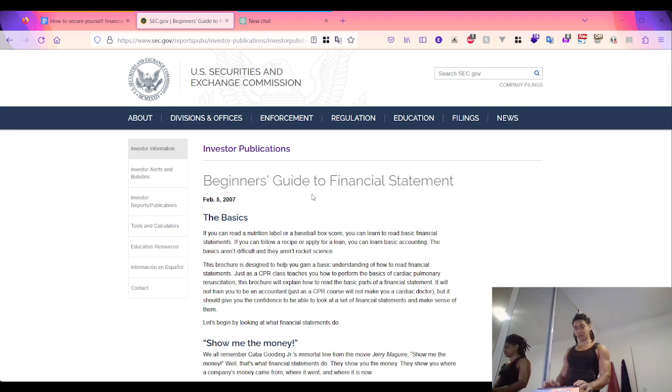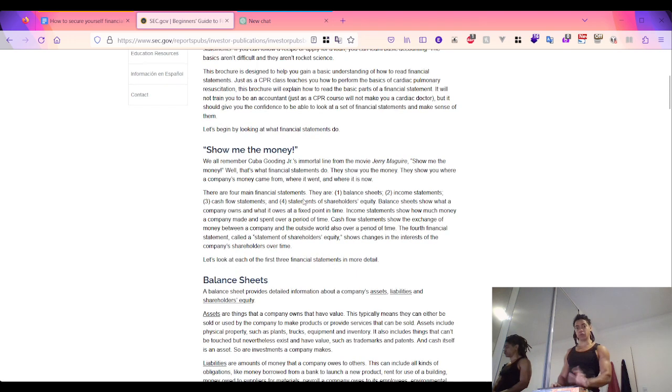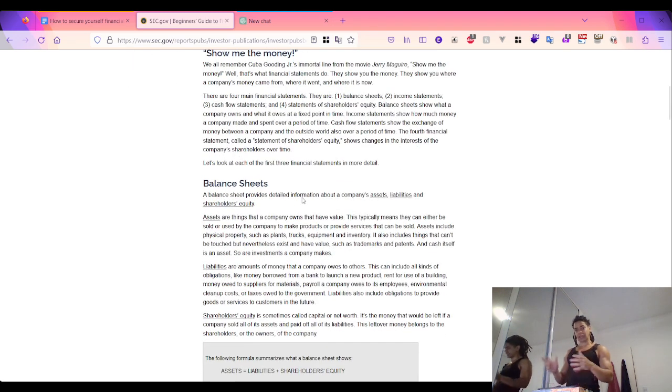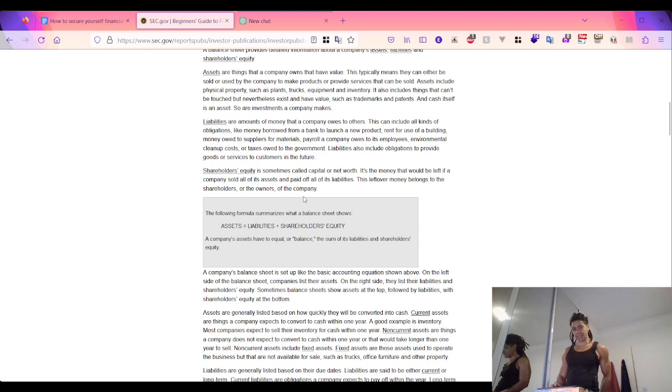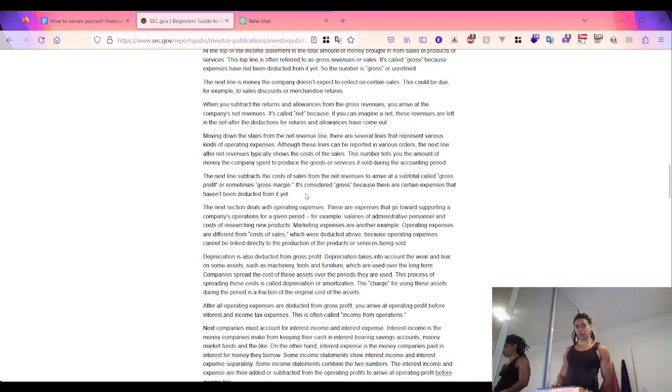By looking at the beginner's guide to financial statements, we want to understand why we're looking at this and what, after all, a financial statement is. They show you the money. There are several types of financial statements, such as balance sheets, income statements, cash flow statements, and statements of shareholders' equity. Let's look at each one of them, at least the first three, the balance sheet, the income statement, and cash flow, and understand what their use cases are.